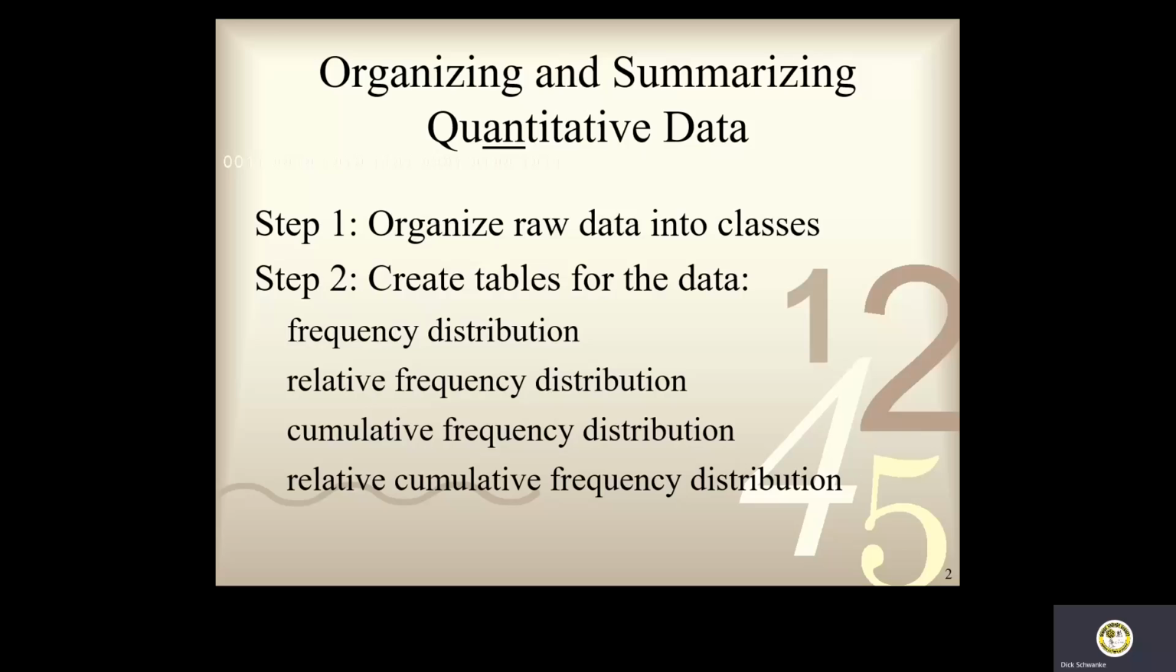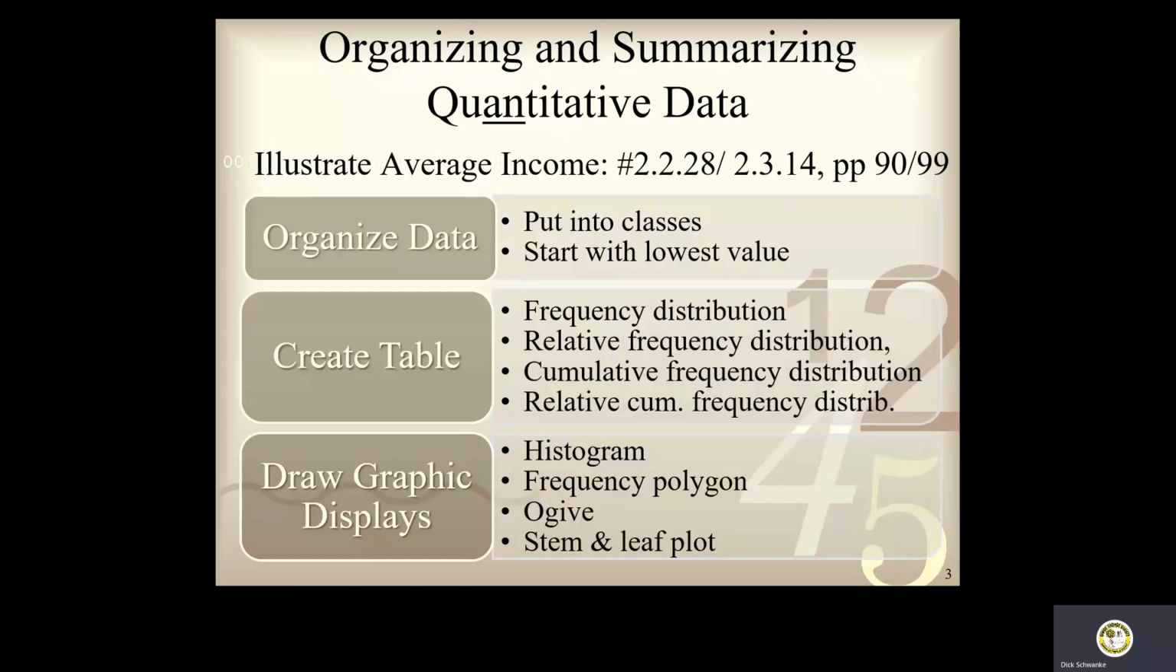We're going to organize this raw data into classes, just groups, if you will, classes. And then we're going to create a table for the data. And we're going to look at four different things there: frequency, relative frequency, cumulative frequency, and relative cumulative frequency. And for this class, I'm going to use the example, Chapter 2, Section 2, question number 28, and its companion question in Chapter 2, Section 3, question number 14. And those two are on pages 90 and 99 in your book.